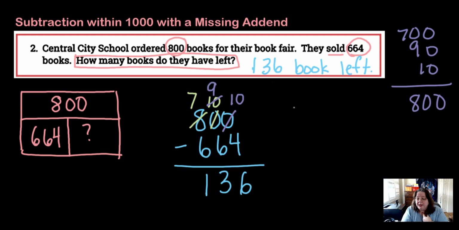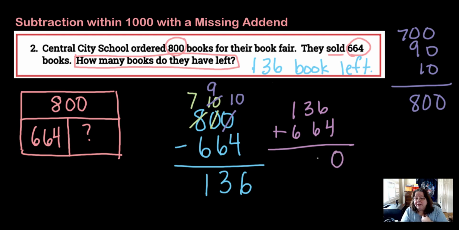Can we check that with addition? Yes, we can. I'm going to switch to a different color. 136 plus 664. If I did my subtraction correctly, I should get 800 as my answer. Let's check. 6 plus 4 is 10. Put the 0 here. The 1 goes up here. 6 and 3 is 9. 9 and 1 more is 10. I put the 0 here and the 1 here. 6, 7, 8. Yep, got the 800, so I know we did the subtraction correctly.